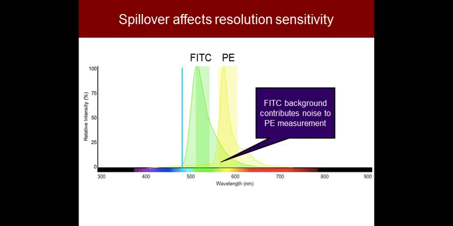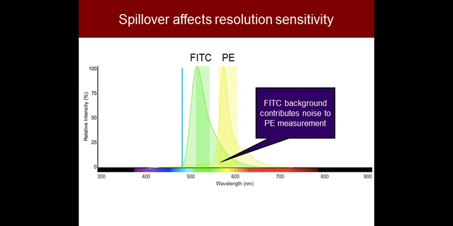All right, so I talked already a little bit about spillover, and I want to make the point now that spillover really does affect your resolution sensitivity. So the stain indexes that you saw on the last slide are predicated on using just that one single antibody by itself with nothing in any of the other channels. But in the real world, in multicolor flow, we use multiple antibodies together, so we have spillover, and that affects the resolution sensitivity.